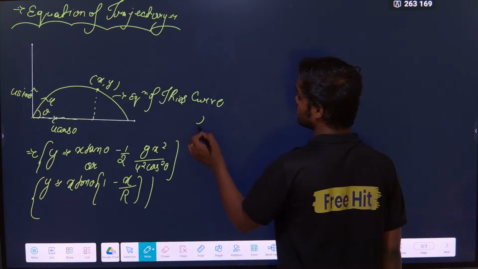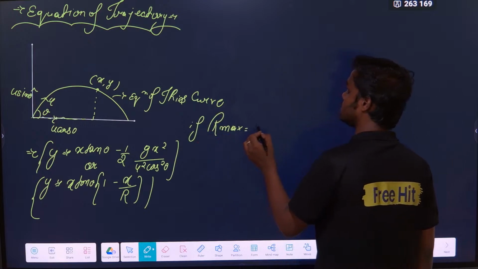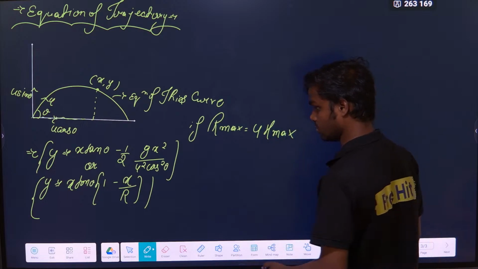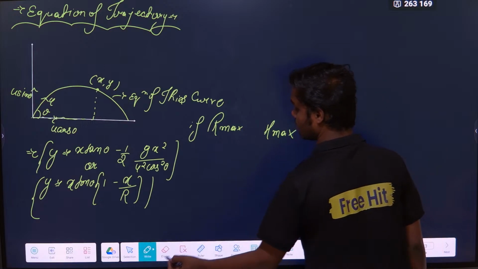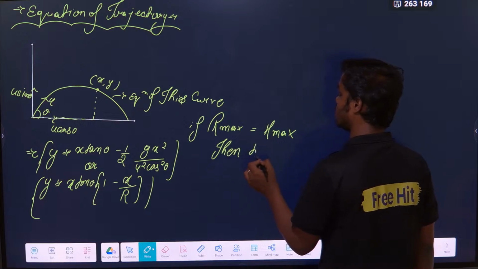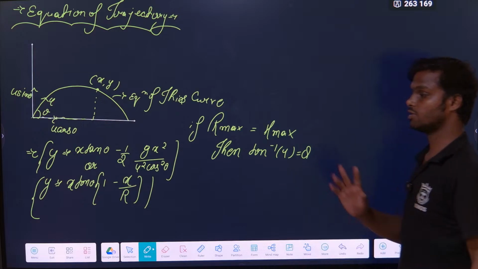And second thing, if my R max is equal to 4 times of H max, then theta is equal to tan inverse 4. Simple.